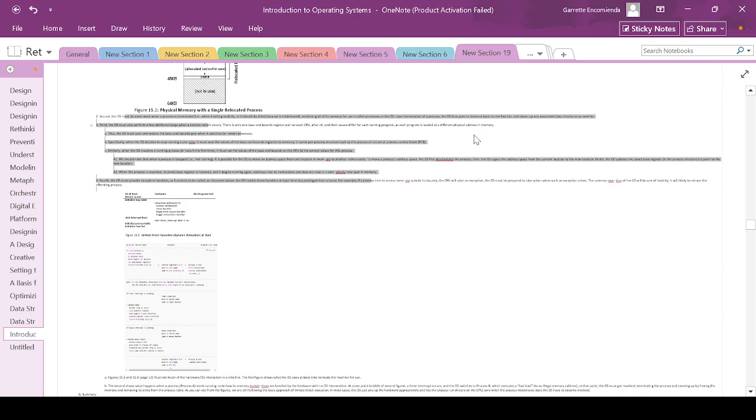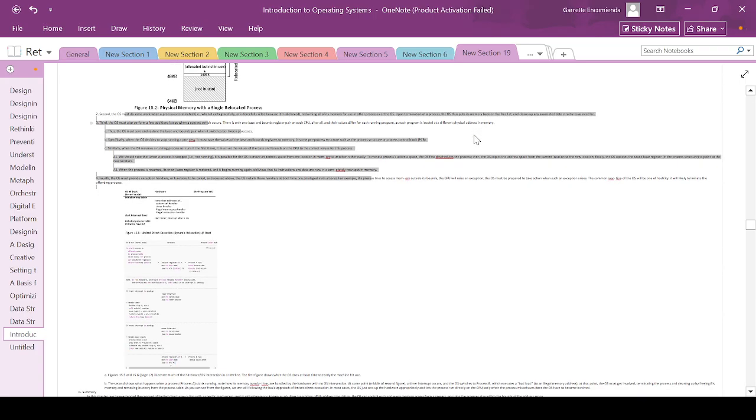Upon termination of a process, the OS puts its memory back on the free list and cleans up any associated data structures as need be. So it actually clears that into the free list and then clears any associated data structures as need be.